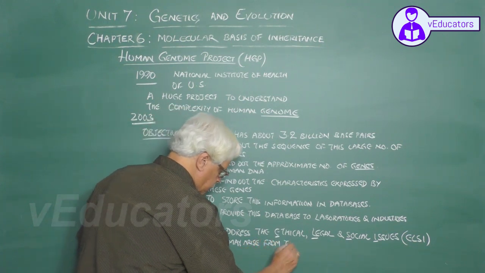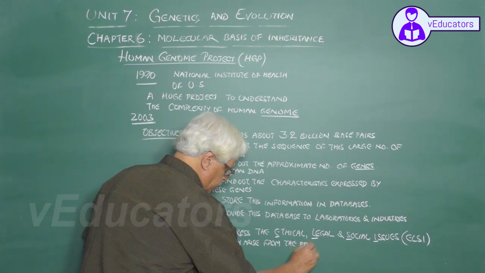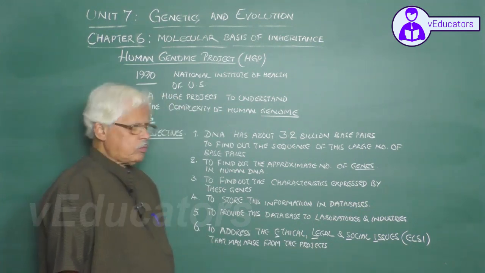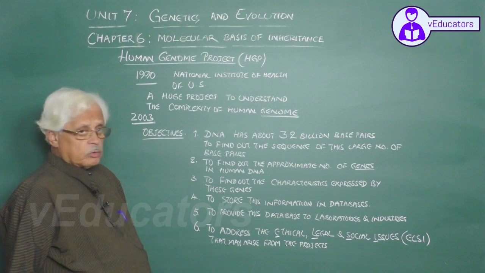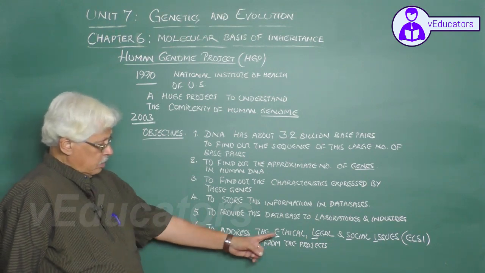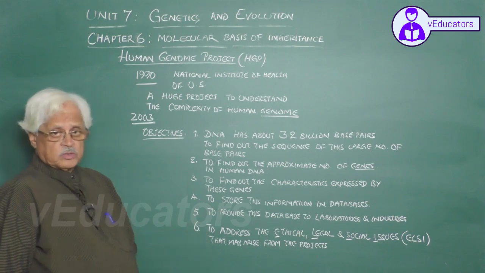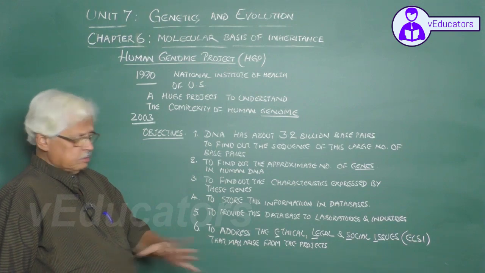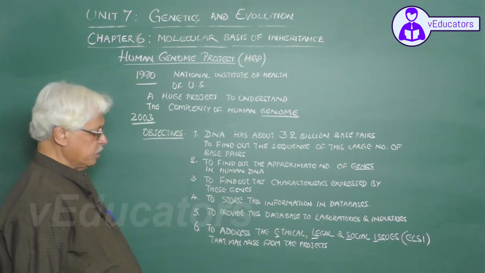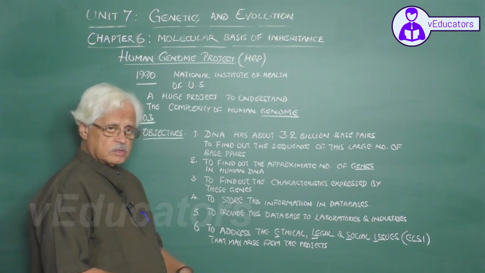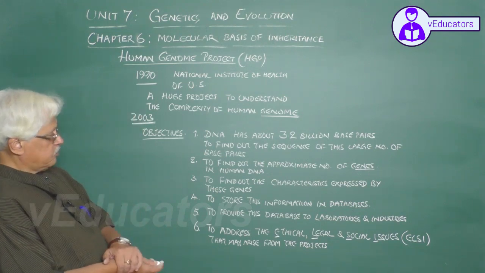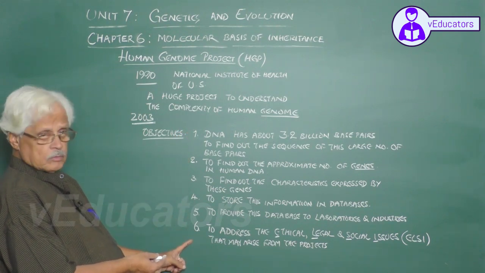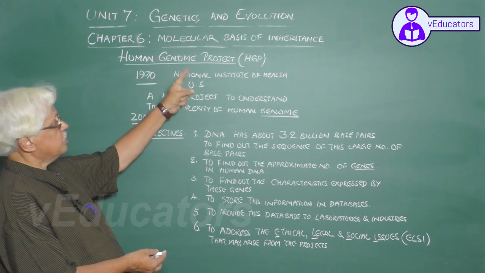mainly because there could be various kinds of objections. What if the data could be misused? Legal problems associated, social problems associated, because we have so many social categories of human beings. What if all those genetic information is misused? So these were some of the prime considerations for the Human Genome Project.